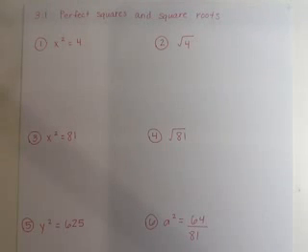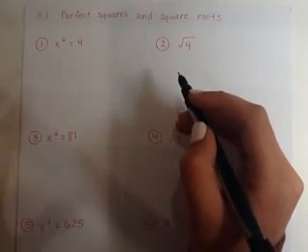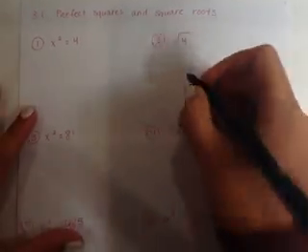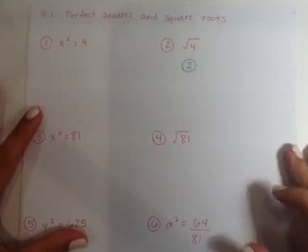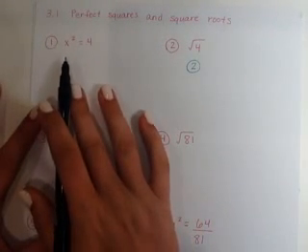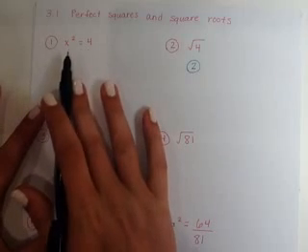Lesson 3.1 will start out with perfect squares and square roots. I just kind of want to show you guys the difference right here. On number 2, in your head, you could immediately tell me that this answer is 2. Now, look at number 1 though. This is saying x squared equals 4, meaning we have to solve for x.